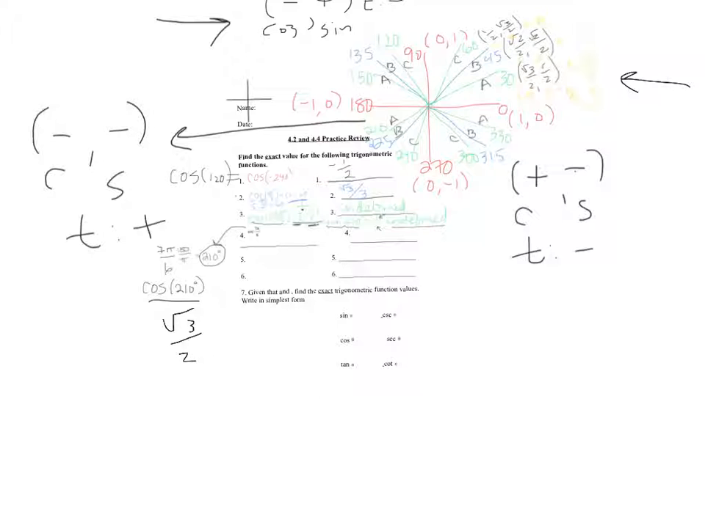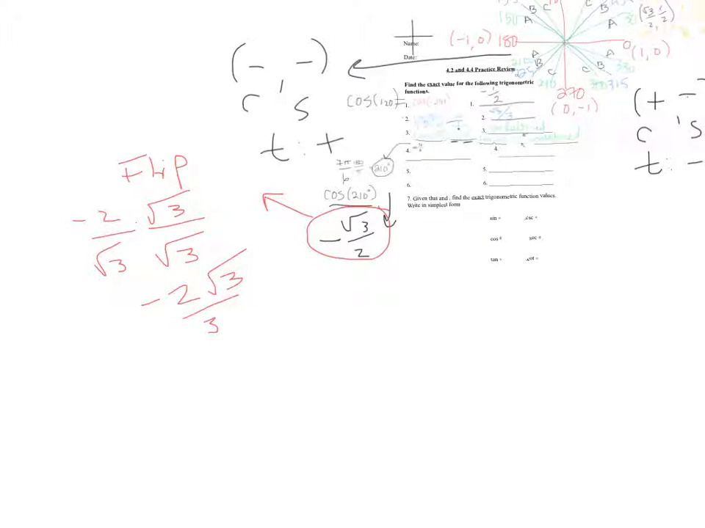So let's see, in the third quadrant, cos is negative. Now that's not going to be our answer because this represents cosine at 210. And if we want secant, we have to flip it because we're talking about the reciprocal, secant. So let's flip negative root 3 over 2. Okay, so when I flip, I get negative 2 over root 3.